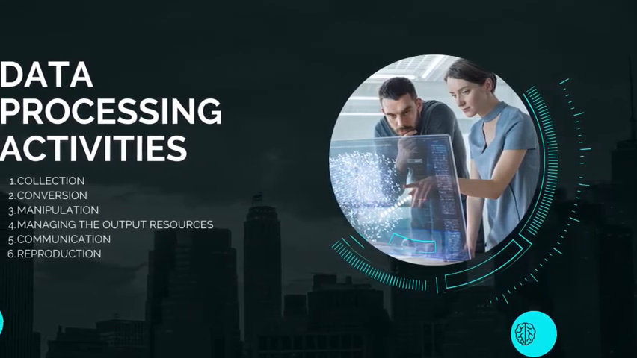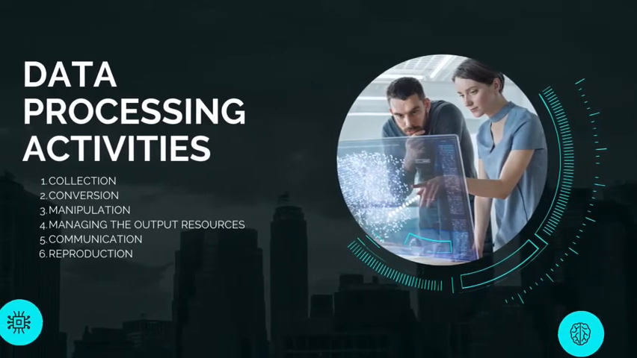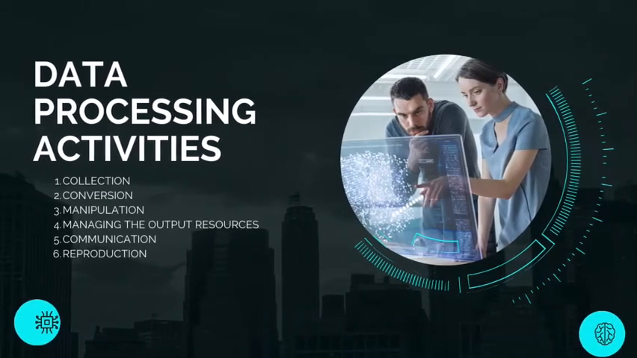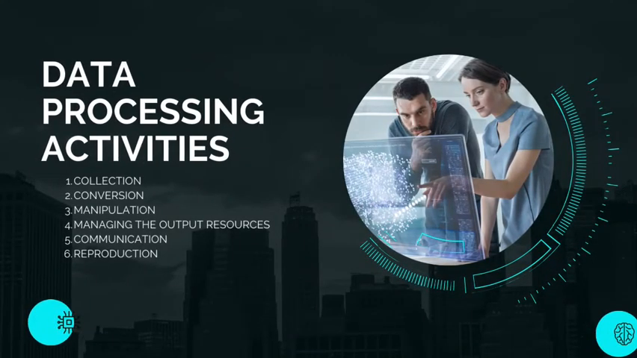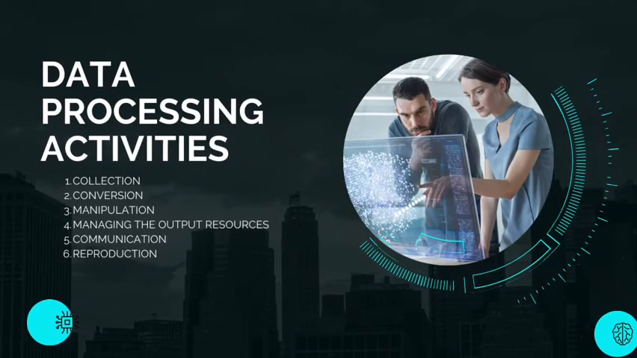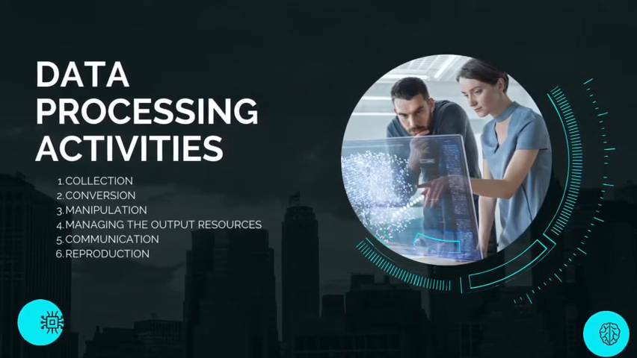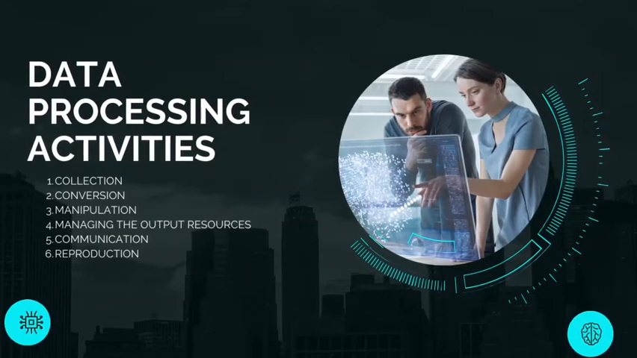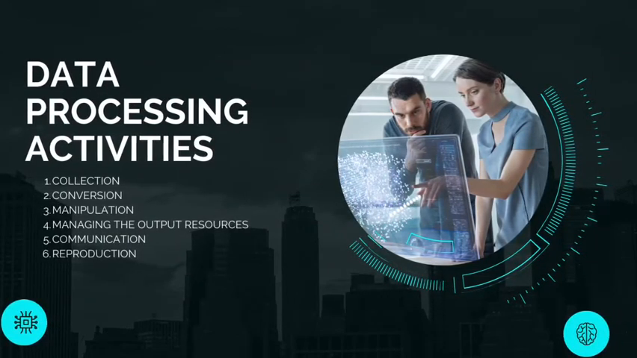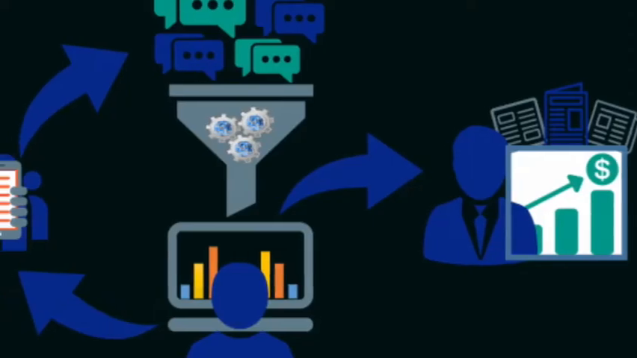Moving forward, we'll talk about data processing activities. When you talk about data processing activity, it consists of activities which are necessary to transform data into information. When you talk about data processing activities, it's talking about how data is now being processed, how are the activities that are being carried out during data processing. And on your screen, you have 6 very important ones.